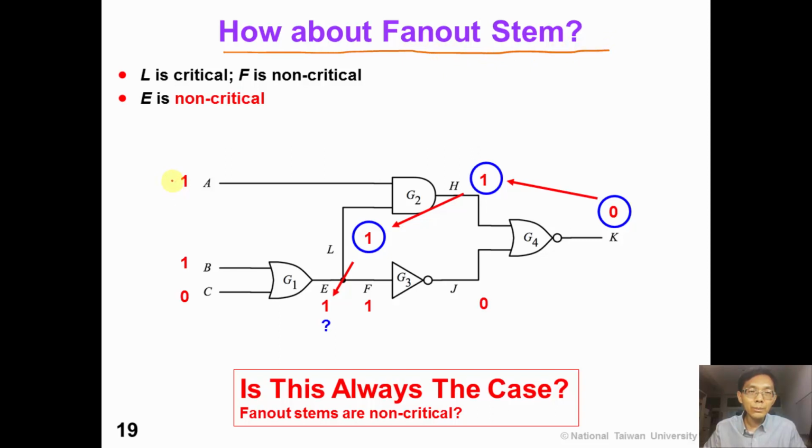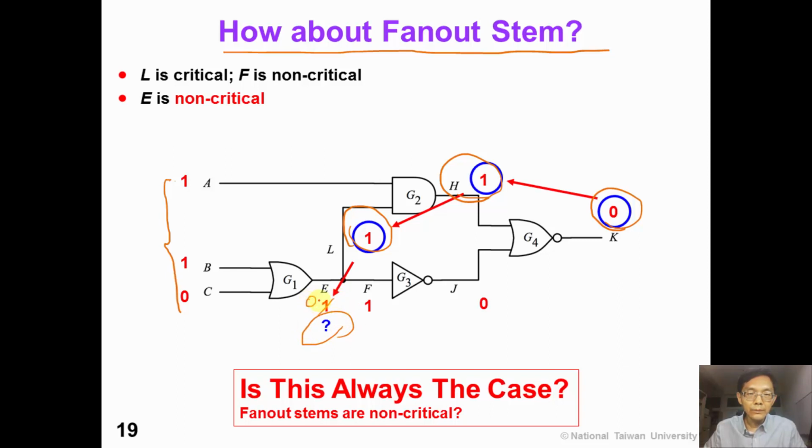For this example circuit, we apply test pattern 110. The output K equal to 0 is of course a critical signal, and H is a critical signal. L is also a critical signal. However, F is not a critical signal. So how can we determine the criticality of fanout stem E?